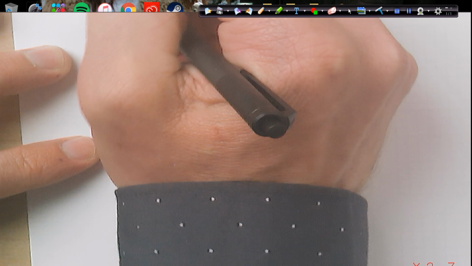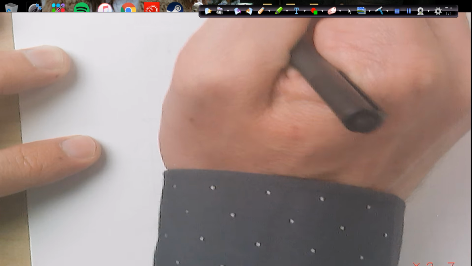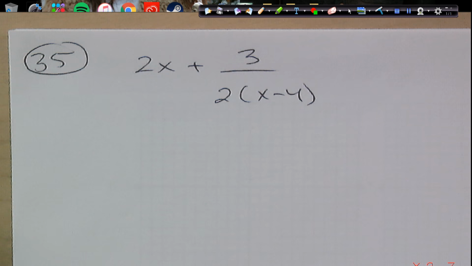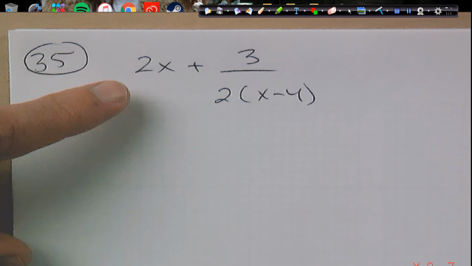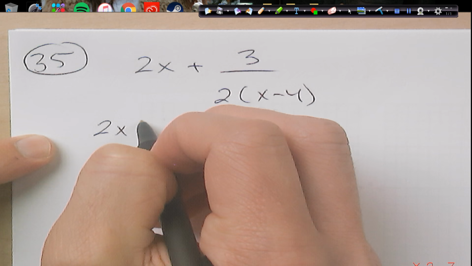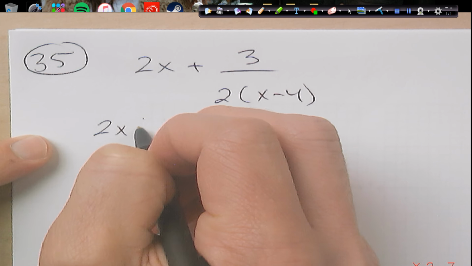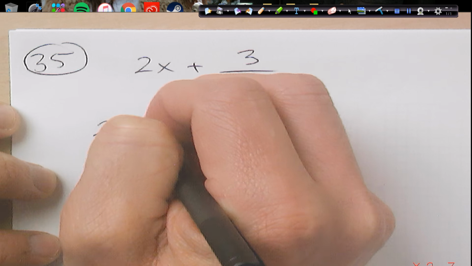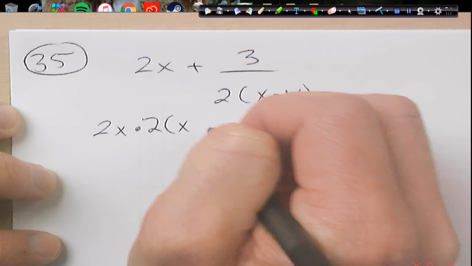Okay, 35. We get 2x plus 3 over 2x minus 4. To combine these, I need to multiply the top and bottom by this. So what we're going to get is 2x times 2x minus 4.